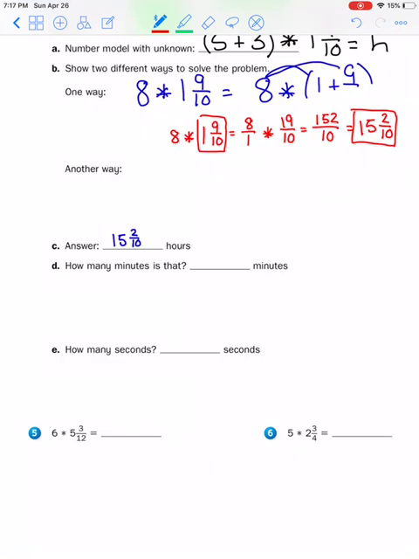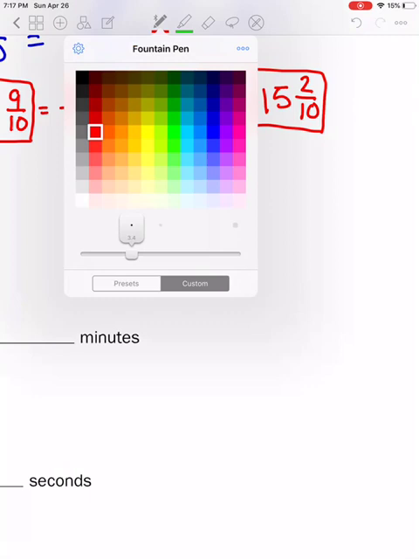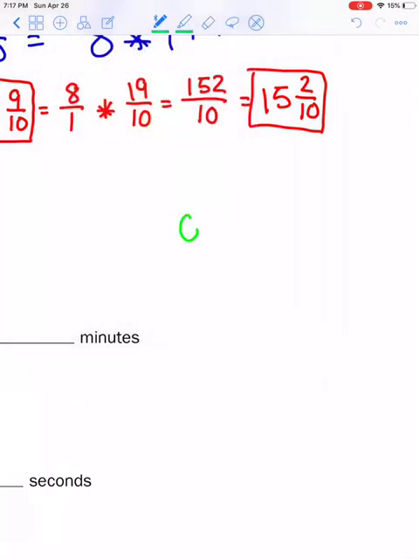Okay, how many minutes is that? Now, this is different than the other problem because the other problem was a whole number. This is a mixed number. So now we have 15 and 2 tenths. So I'm going to do my work over here because now we have to do 60 times 15 and 2 tenths when I'm going to change it to 15 plus 2 tenths.